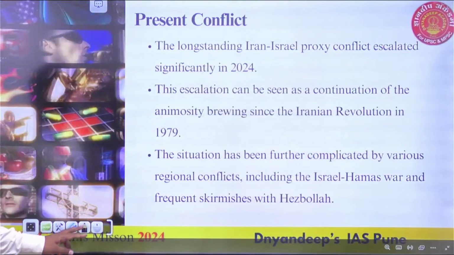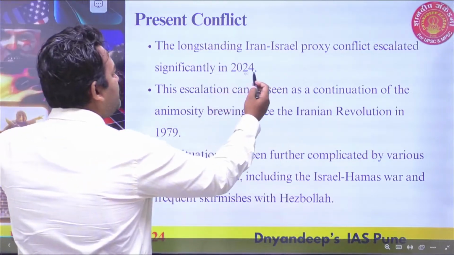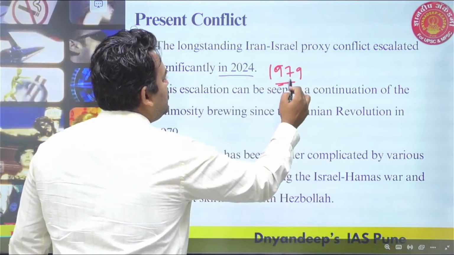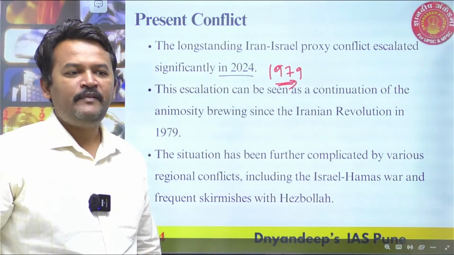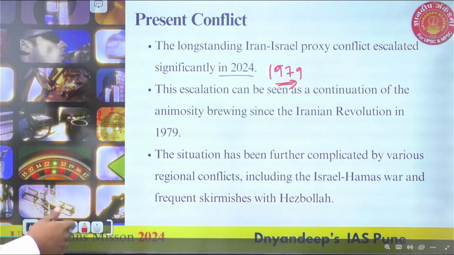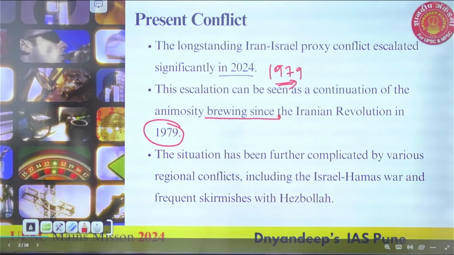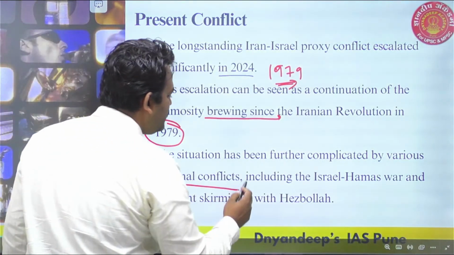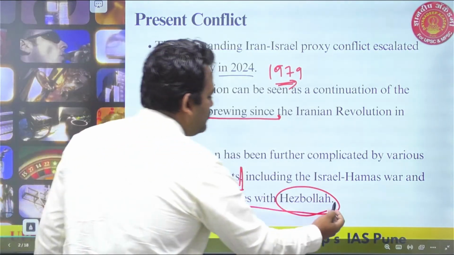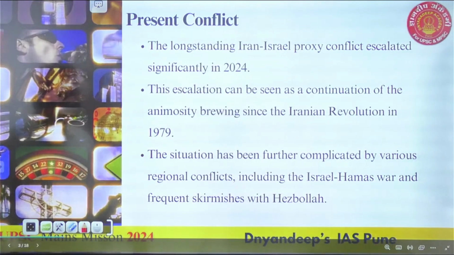So first thing, what is the present conflict? The long-standing Iran-Israel proxy conflict escalated in 2024. There have been some issues from 1979 between Iran and Israel, because 1979 witnessed the Iranian Revolution. After that, this escalation can be seen as a continuation of animosity brewing since the Iranian Revolution in 1979. The situation has been further complicated by various regional conflicts, including the Israel-Hamas war and frequent skirmishes with Hezbollah. Hezbollah is an organization that belongs to Lebanon. So there are some issues because of the location of Israel.